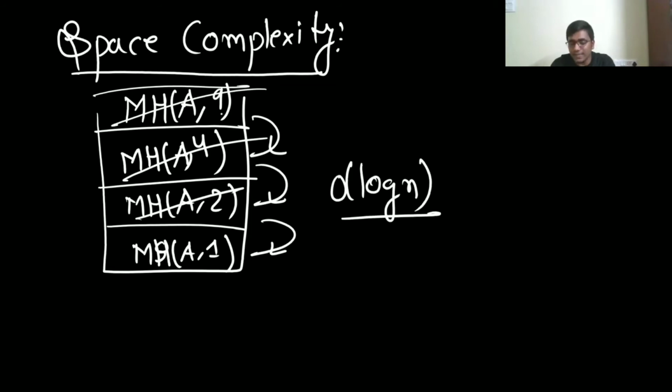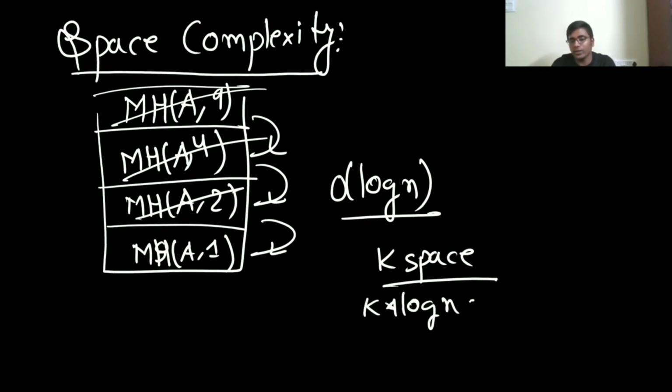So let's assume that every cell requires k space, and the number of cells is going to be the height of the tree. That many stack cells you require in a recursive function, and every cell is taking k space. So k into log n is going to be your log n only. The height of the tree is log n, so space complexity is k into log n, which is log n only.